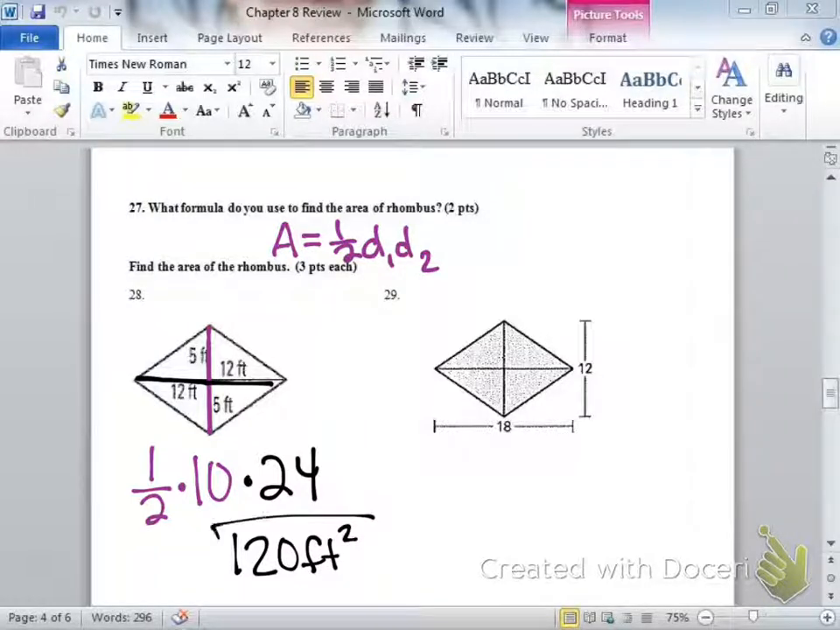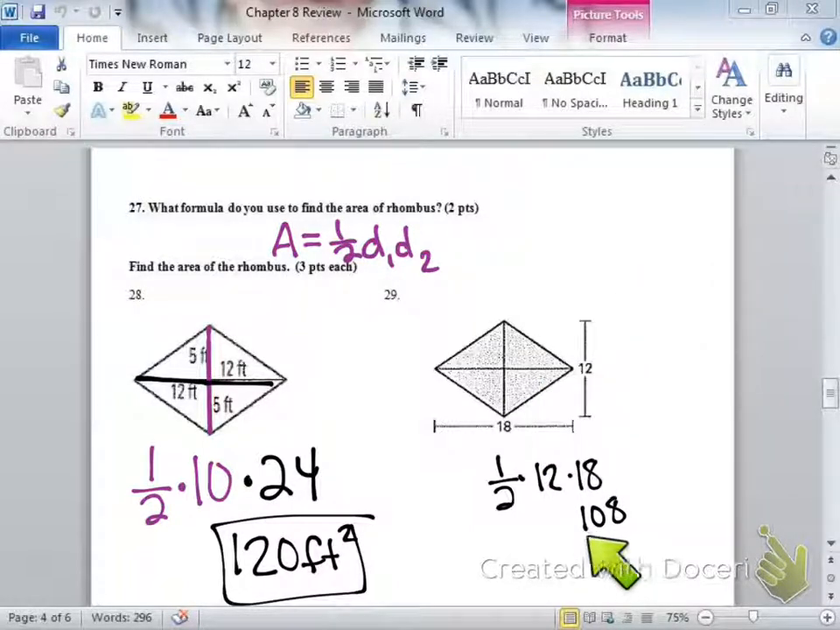Alright, same thing on the next one, but look, now they gave us the whole diagonal. So do I need to add anything? No, you're just going to do 1/2 times the 12 times the 18. 108. And then do you have to put the square? There's no labels, so don't put anything.